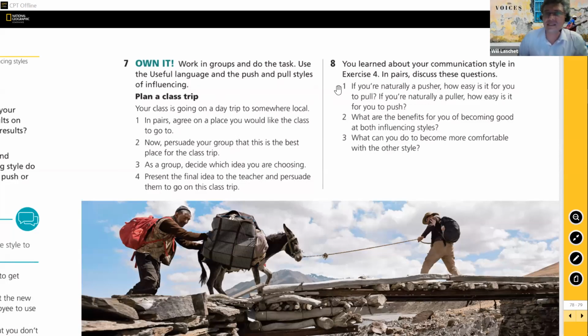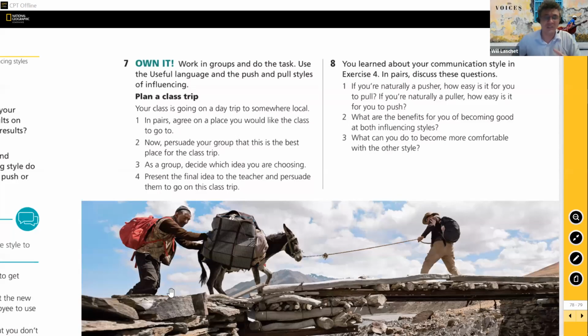Last thing here, last activity, a really nice summary of the lesson. Students are going to think about themselves and their communication style. Are they a pusher or are they a puller? And do they think they can adapt to the other style? And question number 2, what are the benefits for you of becoming good at both influencing styles? I think that is a really important question. It's really getting us to think about, if I want to be successful in my life, what are the tools that I need to do that?